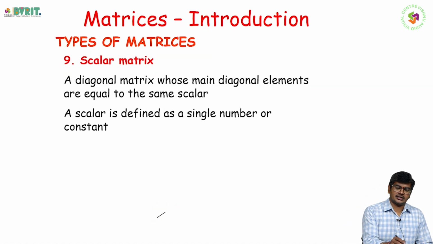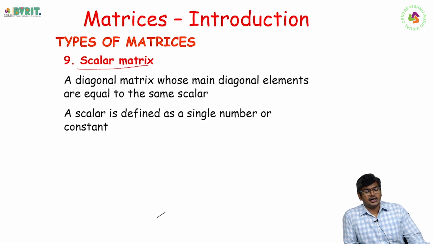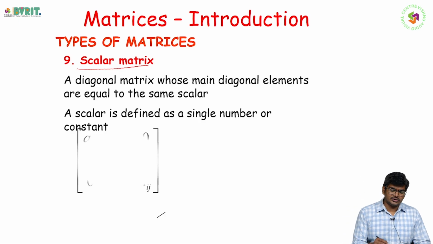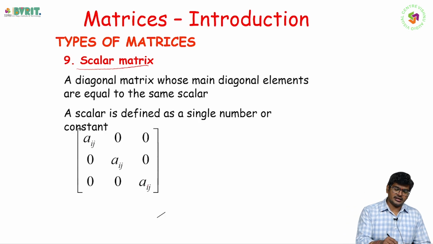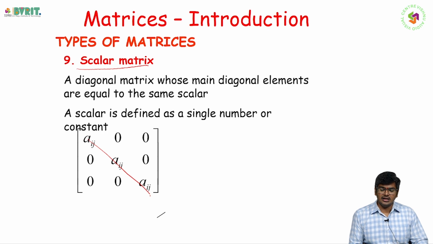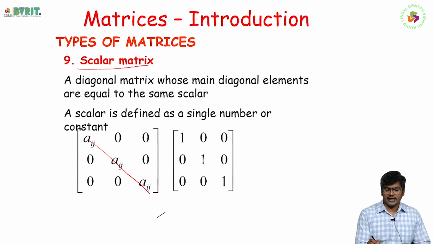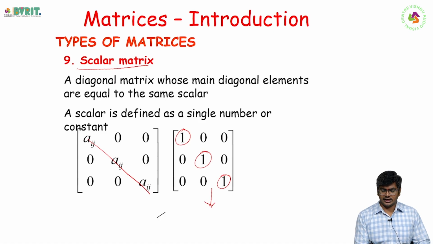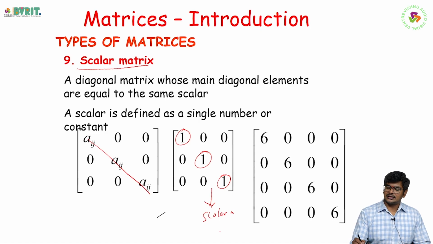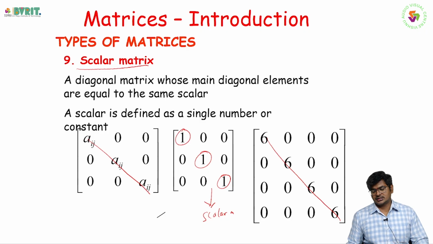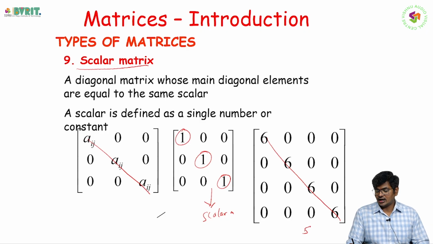And scalar matrix. What is a scalar matrix? A diagonal matrix whose main diagonal elements are equal to the same scalar element. Means that Aij, Aij, Aij are all the same. The diagonal elements are all the same. For example, this is a diagonal matrix: 1 1 1. This matrix is called a scalar matrix. Here observe 6 6 6. These are the diagonal elements. Therefore, it is a scalar matrix.